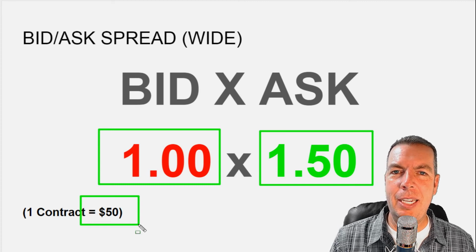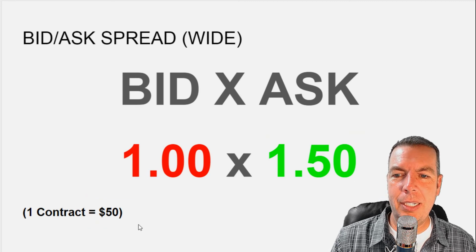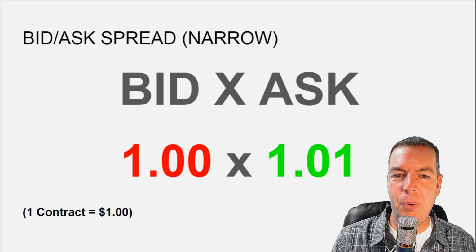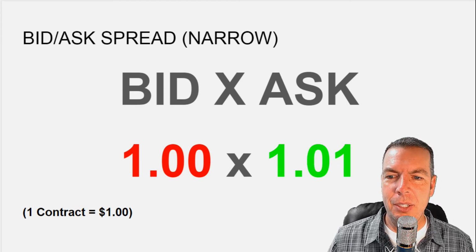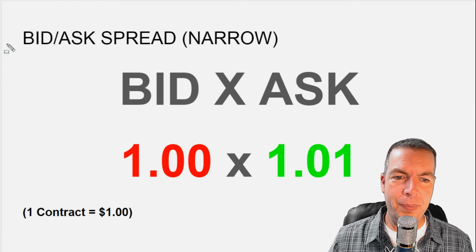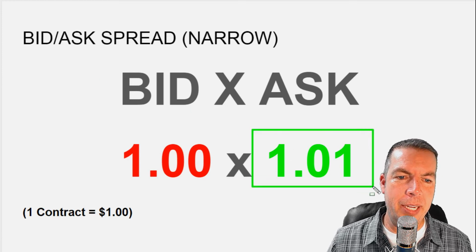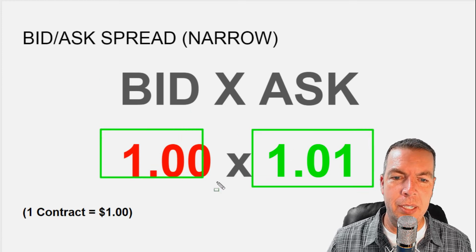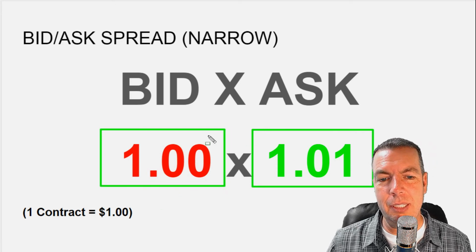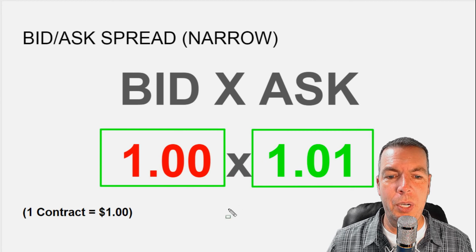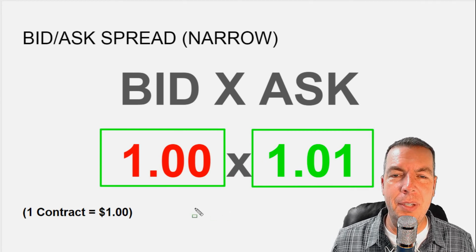Now let's take a look at a narrow bid-ask spread, and we can see what the difference is there and why it's so much better to trade a narrow bid-ask spread. Example here again, we're going to be buying at the ask price of $1.01, and then the bid price is what we're going to be selling it for. So you can see in this example, we are only 1 cent difference here.